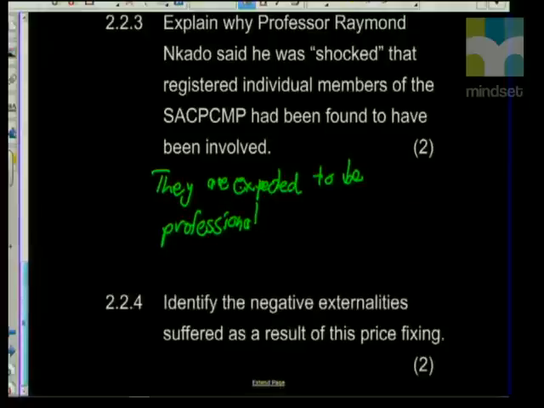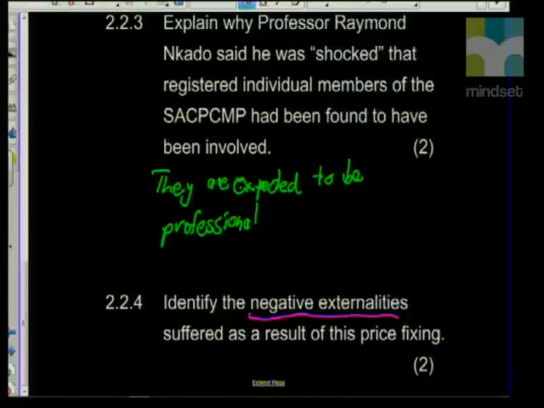2.2.4, identify the negative externalities suffered as a result of this price fixing. I'm going to underline the term negative externalities. Let's start with the term externalities. That means anyone outside this transaction that is affected directly or indirectly by this transaction. In this case, negative externalities.